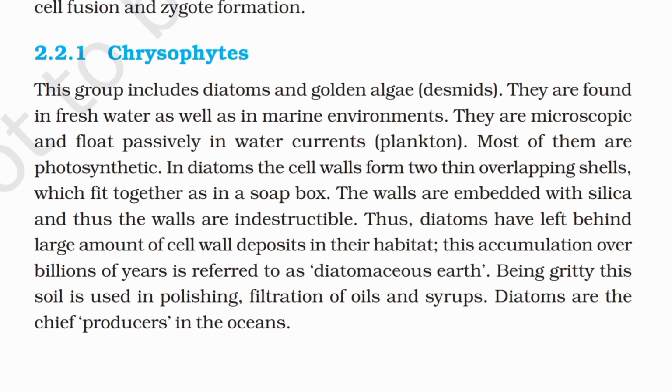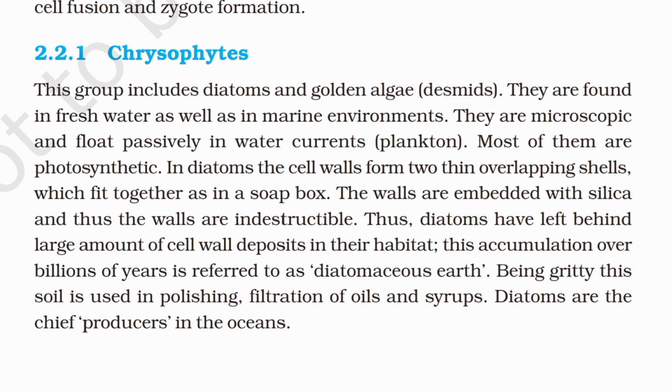Chrysophytes. This group includes diatoms and desmids, the golden algae. They are found in freshwater as well as in marine environments. They are microscopic and float passively in water currents, as plankton. Most of them are photosynthetic.